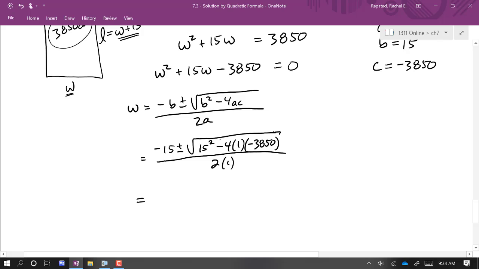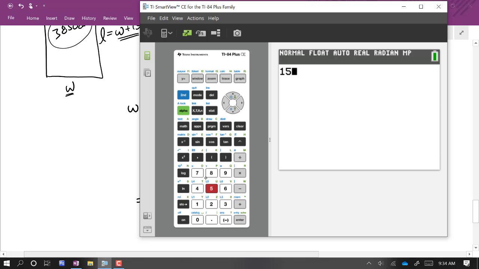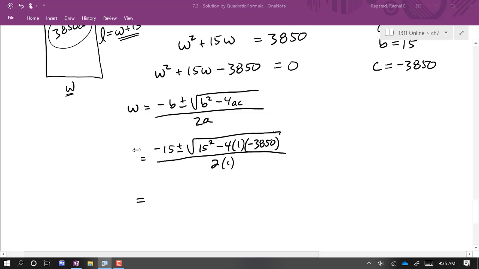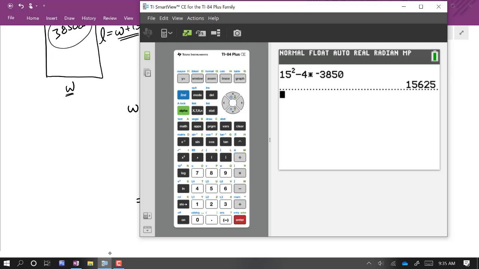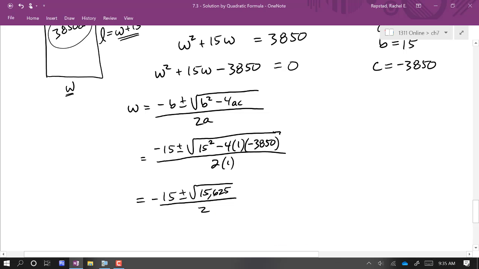Now, I'm going to use the calculator to figure out what we've got in that radical. So 15 squared minus 4 times 1 times a negative 3850. That's 15,625. The square root of 15,625 is 125. This is a perfect square.